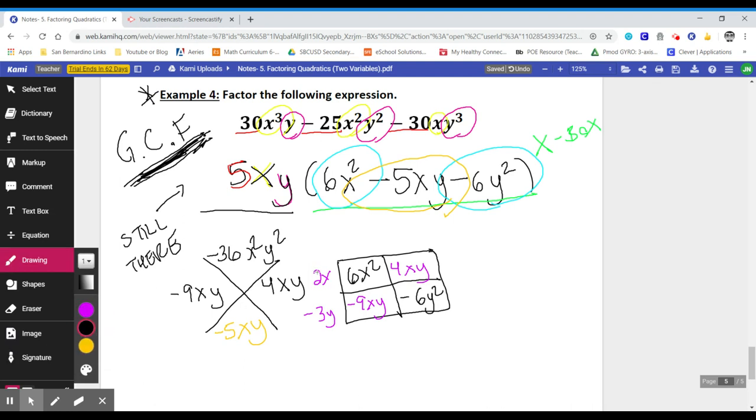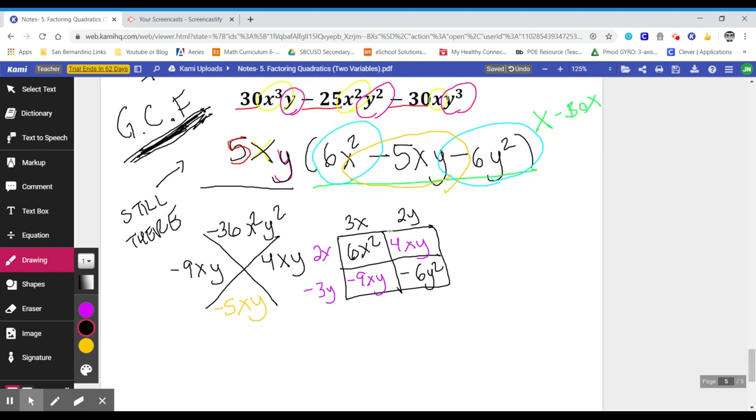Let me change my colors real quick. And then finally here on the last one, I can take out a 2, since 2 goes into both of these, and I can also take out a y, so I'm going to write 2y. So go ahead and make sure that it actually multiplies out to everything inside correctly. It looks like it does for me. 3 times negative 3 is negative 9xy, and then 2 times negative 3 is negative 6y squared. Cool. So I know that I did it right. The factors for this box right here are on the outside, which is written as 3x plus 2y because it's positive, and then 2x minus 3y because that term is negative.